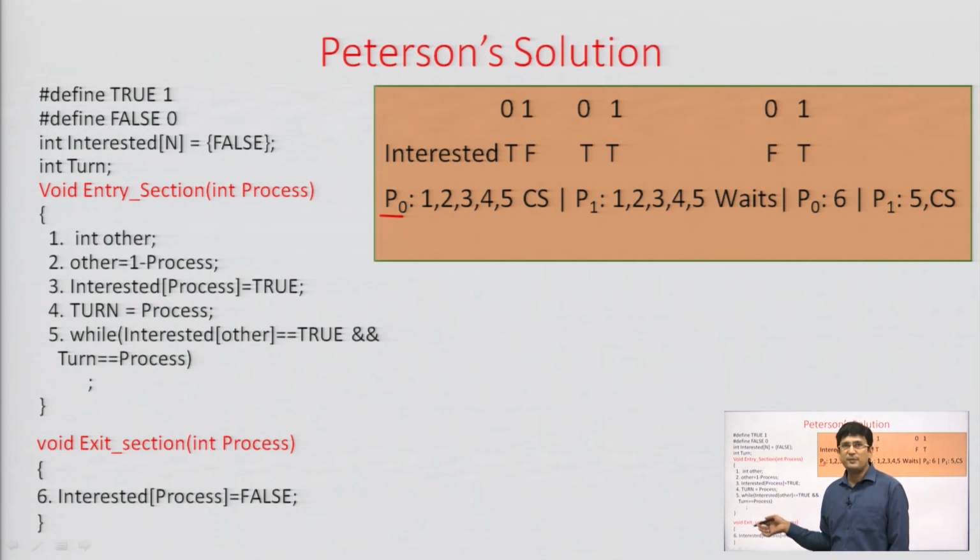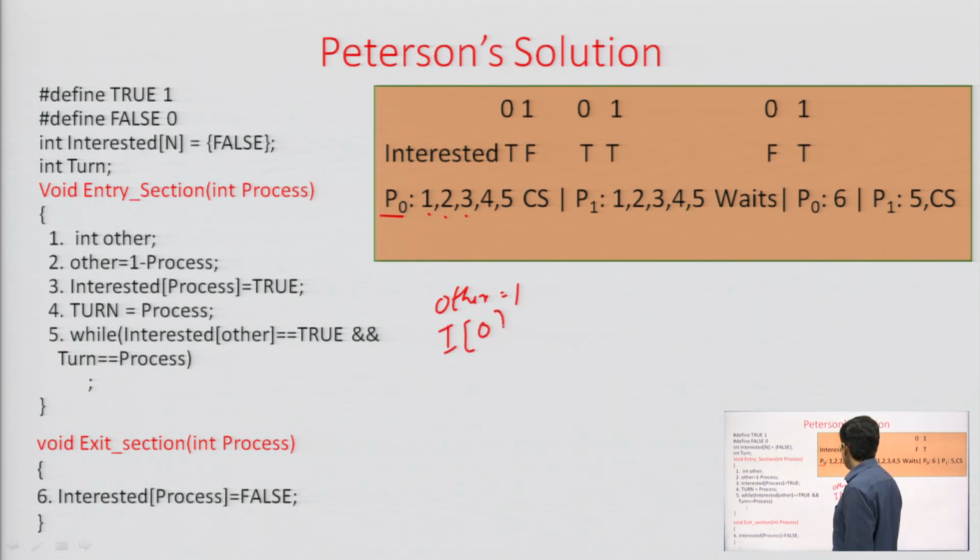If the entry section statements are satisfied, we will enter the critical section and then we will execute the exit section. So, P0 process executes statement number 1, 2, which means P0 process is setting the other value as 1. Now, statement number 3 means the interest of the process number 0 is set as true. So, the interest of process number 1 has been set as true.